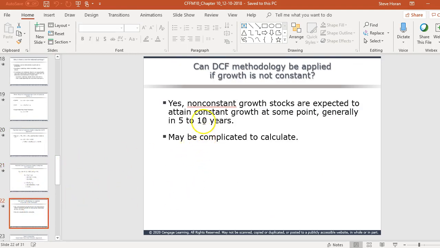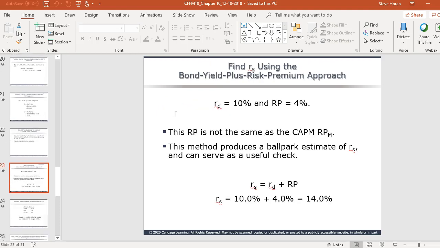And then it says here, of course, this works best if I have consistent growth, right? I can still do this if I have non-constant growth. It's just that the calculation is more difficult. It's way easier to do if I have constant growth.